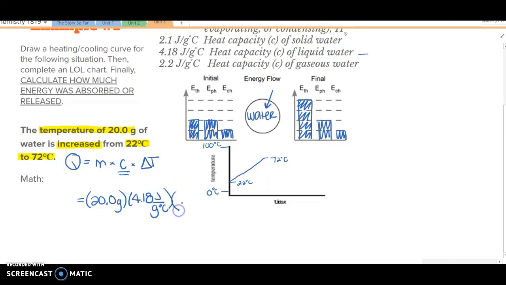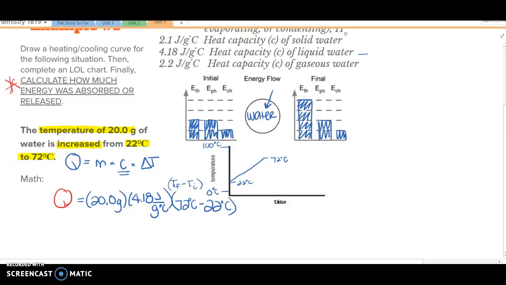And we know the change in temperature. We always want to do T final minus T initial. So T final is 72 degrees Celsius minus 22 degrees Celsius. And since we know all of those things, and we can go back in our question and read that we're calculating energy absorbed or released, so we must be solving for Q.